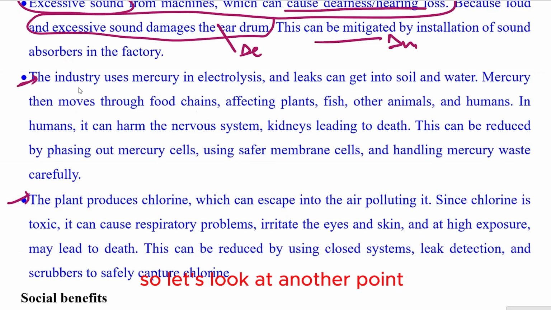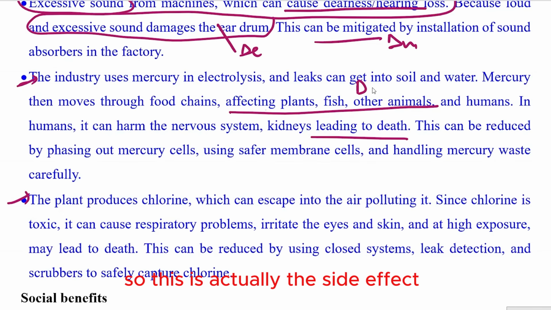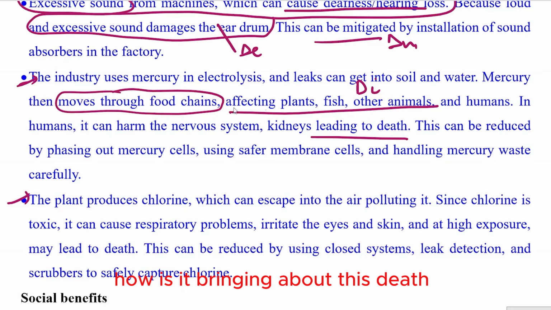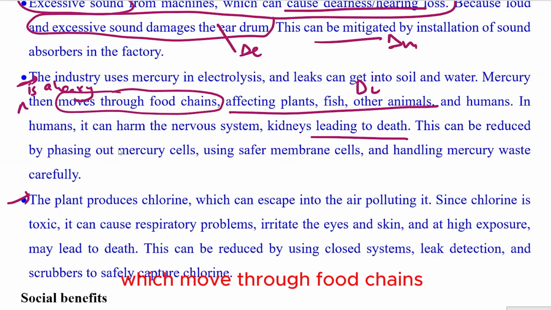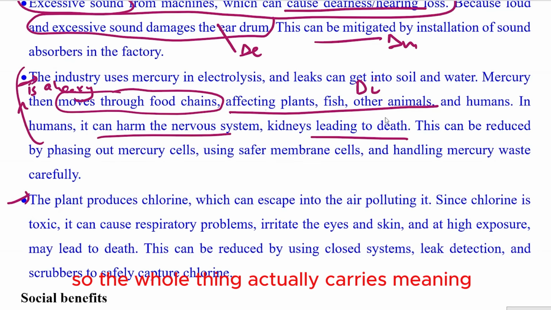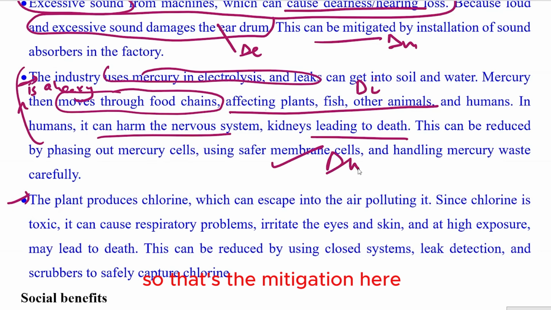So let's look at another point to put more light, despite we just needed one point there. Human beings here, so this is actually the side effect. How does it occur? Mercury moves through the food chain. That's the explanation. How is it bringing about this death? We should have said that mercury is a heavy metal which moves through food chains, damaging the nervous system. So the whole thing actually carries meaning. Then you mitigate the cause. The cause is this leakage of mercury here. So that's the mitigation here.